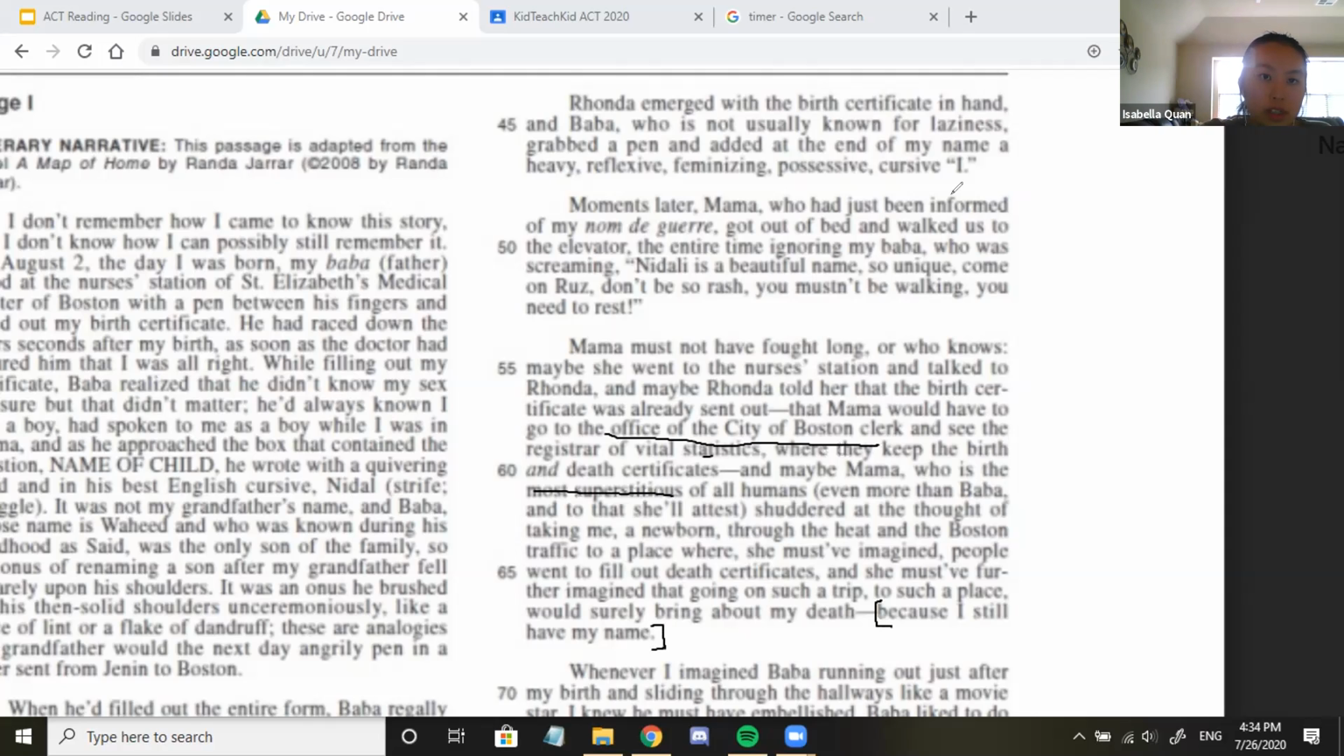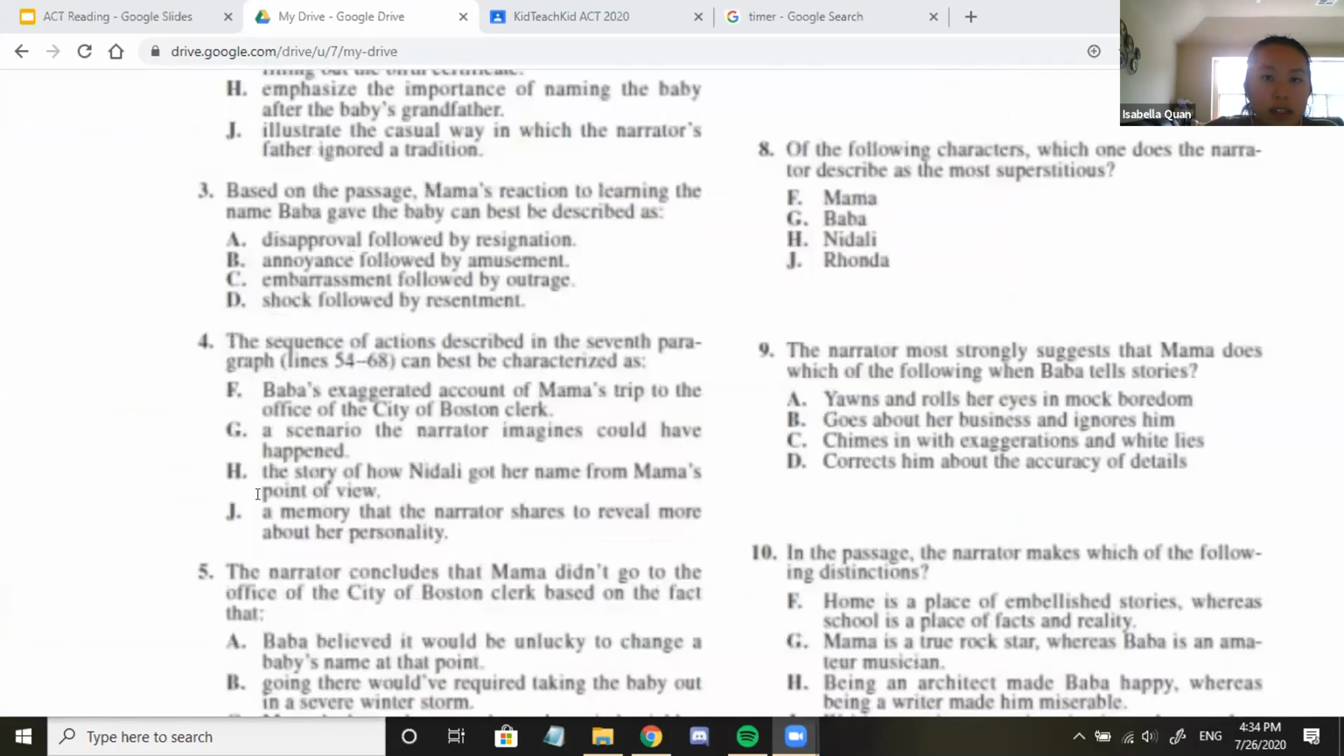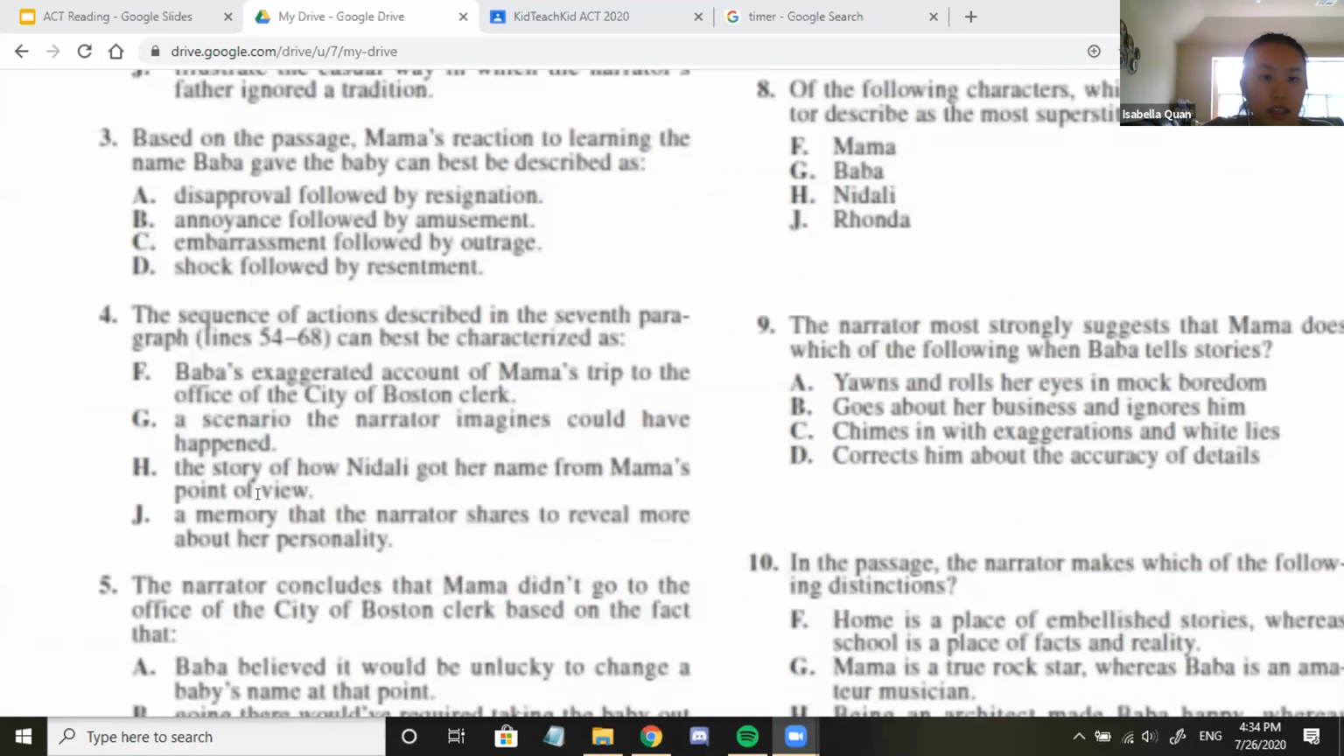So with that, let's return to the question. "A memory"... they can be best characterized as Baba's exaggerated account of Mama's trip, but she never makes this trip. That eliminates F. G is the answer. H doesn't really show the mom's point of view because it's still from the narrator. And as for a memory that a narrator shares, this is not her memory, and it doesn't reveal much about her personality. It just reveals her mom. So it's going to be G.